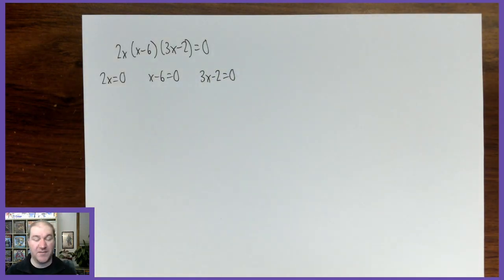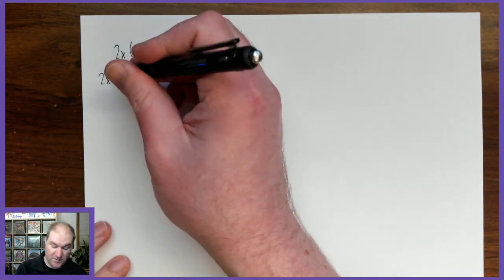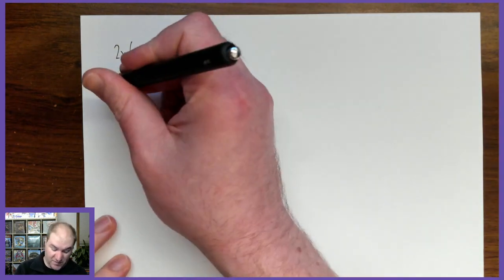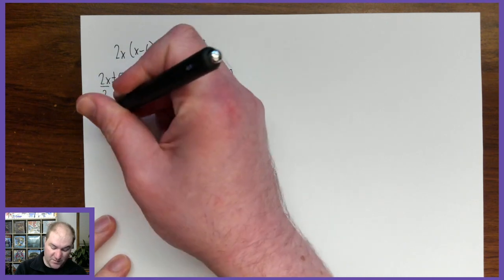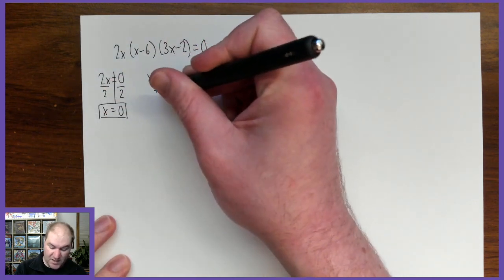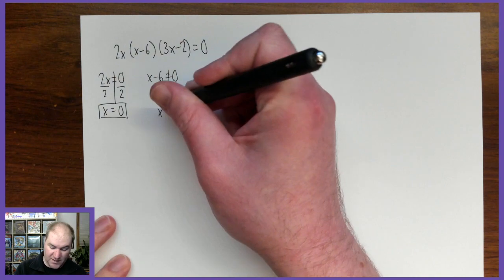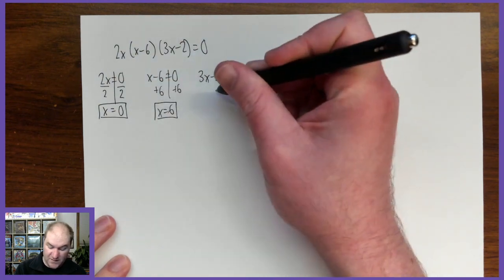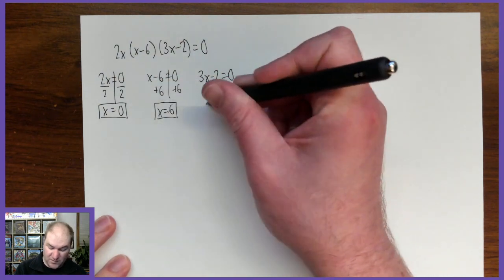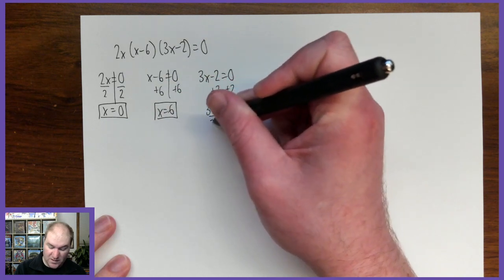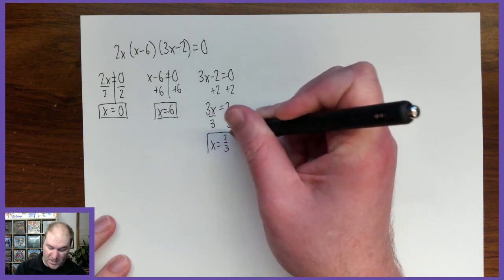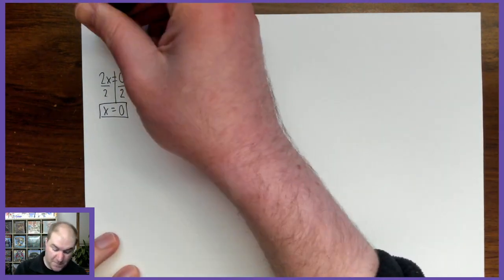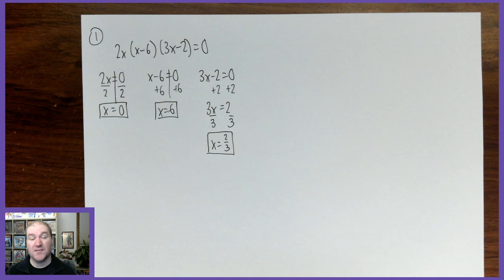And then the fourth step is to solve each of these equations to find the values of x that make this true. So in that one, I'm going to divide both sides by 2 and get x equals 0. In this one, I'm going to add 6 to both sides to get x equals 6. And in this one, I'm going to do plus 2, and then divide by 3 and get x equals 2/3. So my answers to question number 1 are 0, 6, and 2/3.